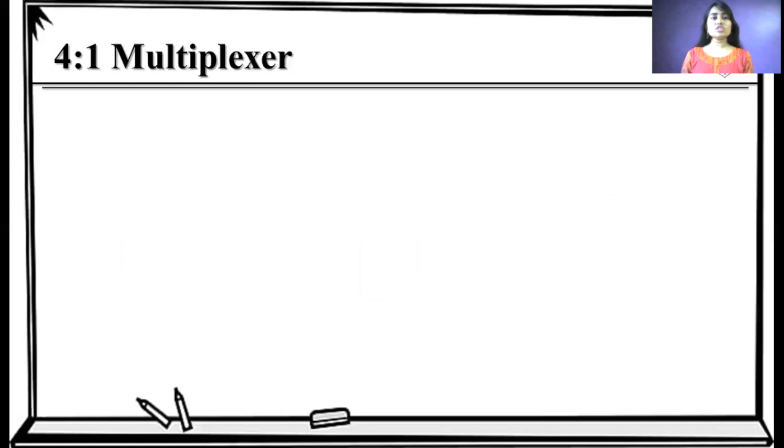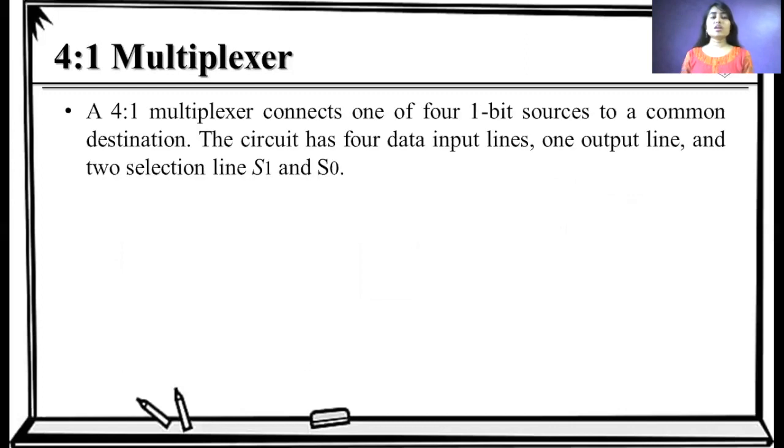Now the 4-to-1 multiplexer. A 4-to-1 multiplexer connects one of four 1-bit sources to a common destination. The circuit has 4 data input lines, 1 output line and 2 selection lines S1 and S0. Here we have 4 inputs. So for 4 inputs we have 2 selection lines, as 2 raised to 2 is equal to 4.